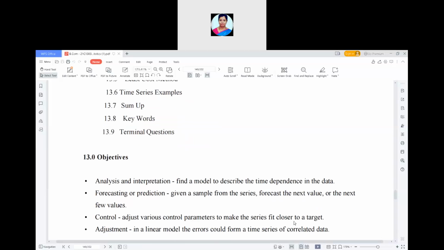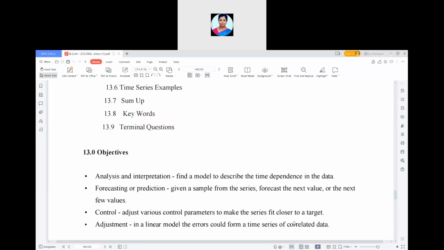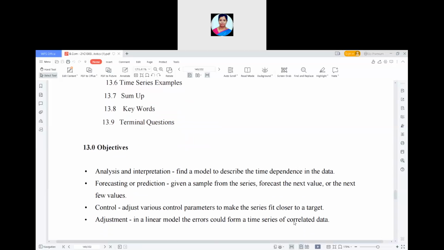So very first one, we are going to see what is the objective of this unit. In this unit, we are going to see the analysis and interpretation. That is, we are going to find out a model to describe the time dependence in the data. Forecasting or prediction: given a sample from the series, forecast the next value or next few values. The next one is control: adjust various control parameters to make the series fit closer to a target. And the next one is adjustment. In a linear model, the errors could form a time series of correlated data. So these are our objectives.